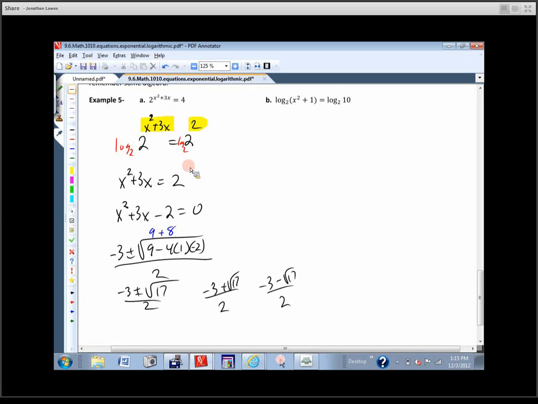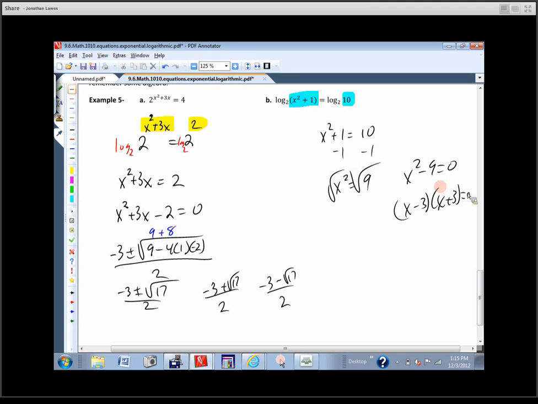Okay, well, look what I've got here. I've got a log base 2 of this stuff equals log base 2 of 10. So what does that mean? That means that stuff, x squared plus 1, has to equal 10. Subtract 1. Or you can put it on the same side, factor it using a difference of squares. You could write this: x minus 3, x plus 3. What's the answer whether you take the square root using the square root property or you factor it?